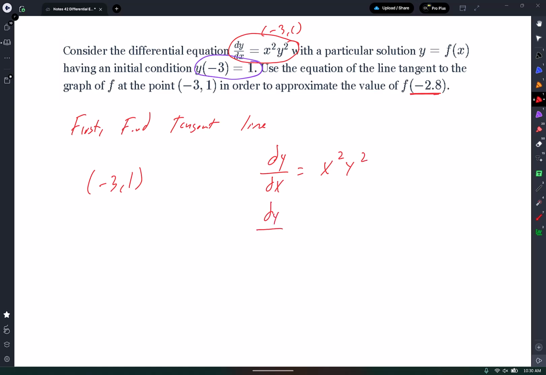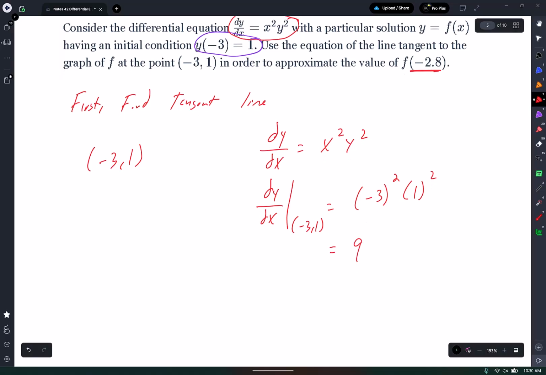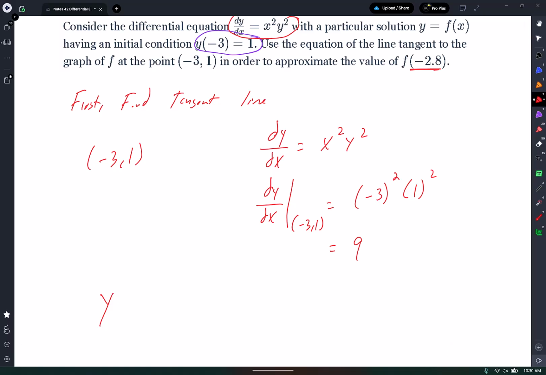So I'm going to write dy/dx, put a little line, that means evaluated at -3, 1, is equal to parenthesis -3 close it, squared times 1 squared. -3 times -3 is going to be 9, and then 1 times 1 is 1. So my slope is 9. And I'm going to write y minus 1 equals 9 parenthesis x minus a negative 3. So it's going to turn to a plus. There's my tangent line.